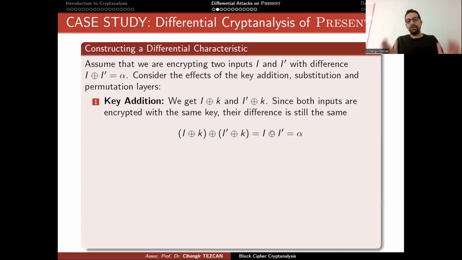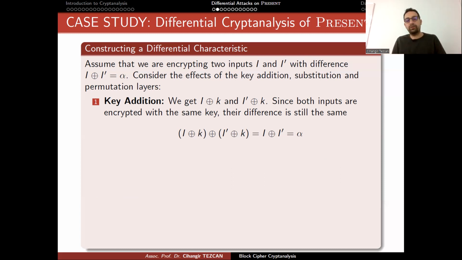But in differential cryptanalysis, don't forget that alpha is not the output. I'm performing one encryption here and another encryption here. Our input is I, our second input is I prime, but their XOR is alpha. Some people confuse this. They think that alpha is the output. Alpha is not the output. Alpha is just the difference. So you add the round key to both of these inputs and move one layer forward, but their XOR is still the same.